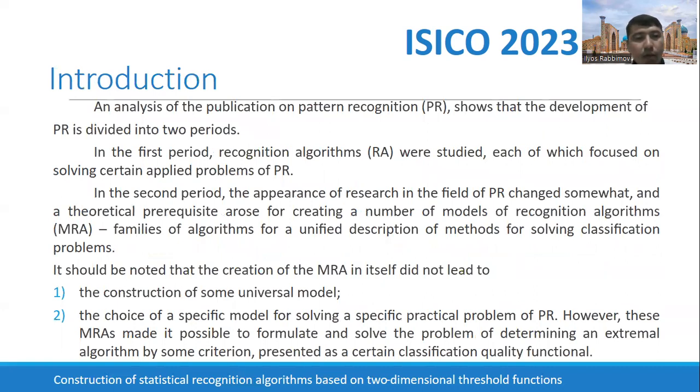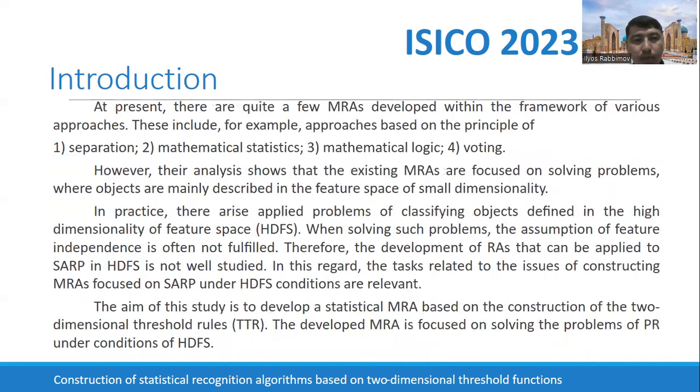The development of pattern recognition is divided into two periods. In the first period, recognition algorithms were studied, each of which focused on solving a certain applied problem of pattern recognition. In the second period, the character of research in this field of pattern recognition changed somewhat, and the theoretical requirement was creating a number of models of recognition algorithms, as units of algorithms for a unified description of methods for solving classification problems. At present, there are quite a few models of recognition algorithms developed within the framework of various approaches. For instance, separations, mathematical statistics, mathematical logic, and voting.